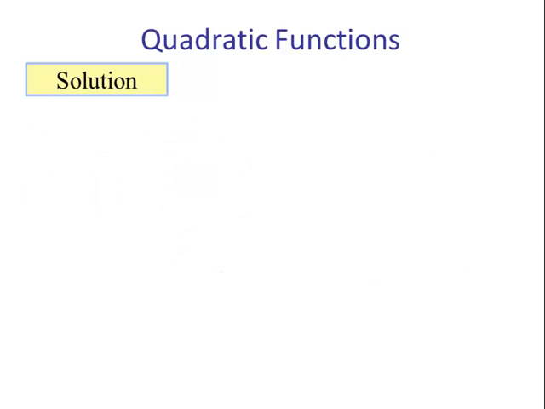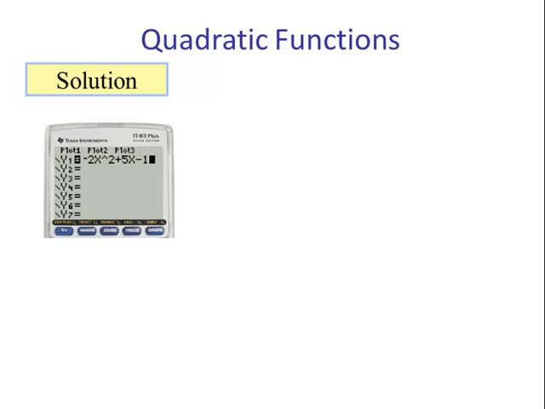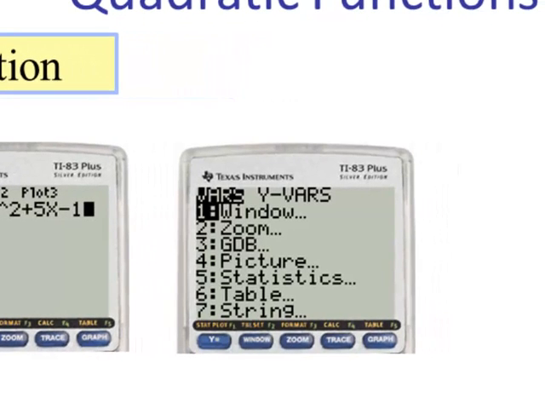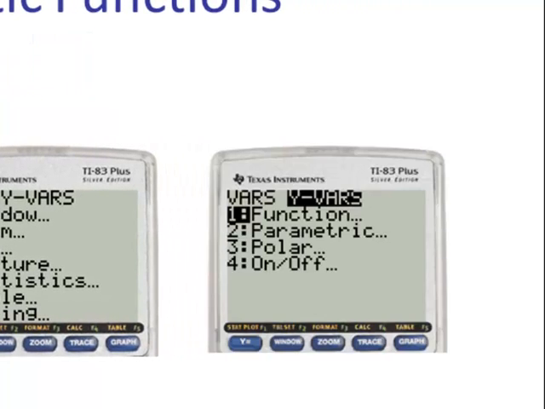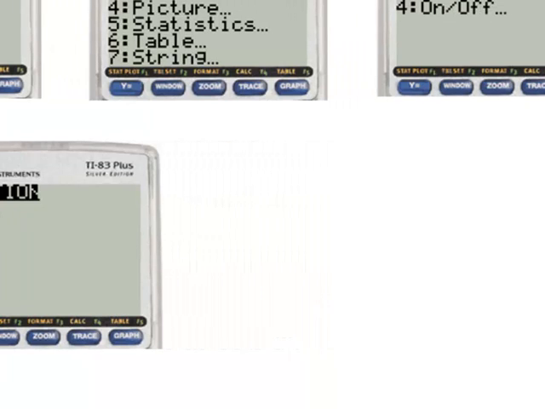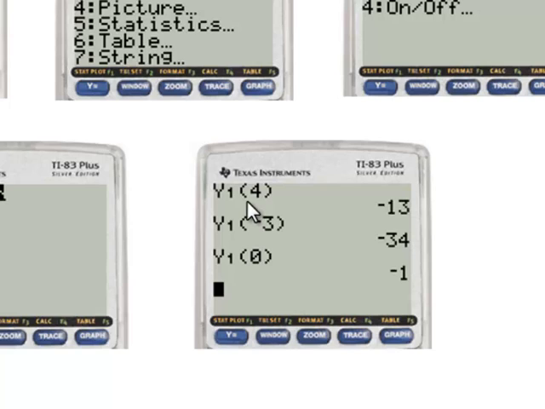We can use the graphing calculator to compute these values for our quadratic function. Our first step is to put the equation in our y equals. Next, we want to go back to the home screen. Then we want to press the vars button, which is short for variable. Go to y-vars, number 1, which is function. We put the equation in y1, so we want the function y1. And then we put parentheses with the value that we are interested in.